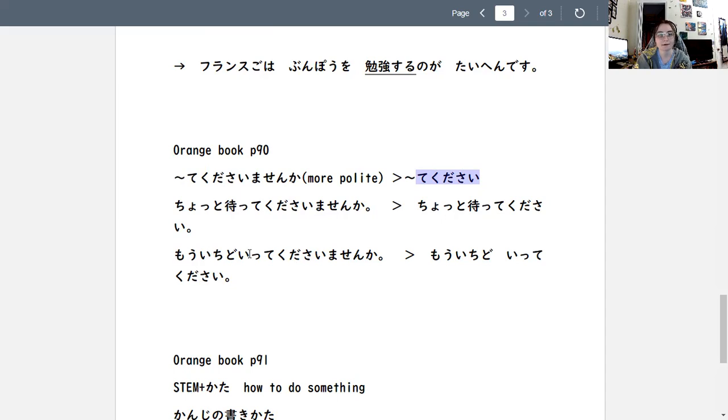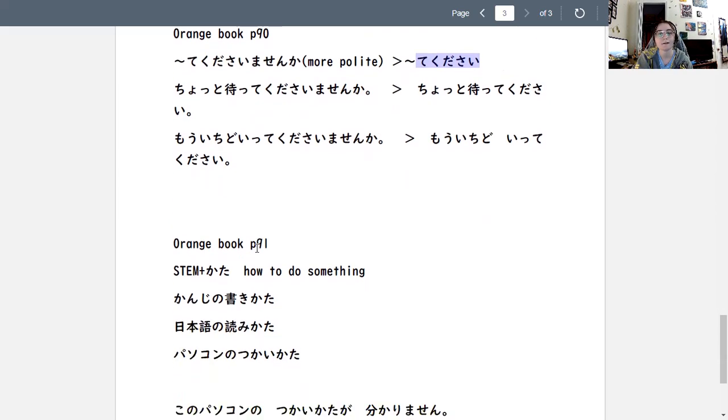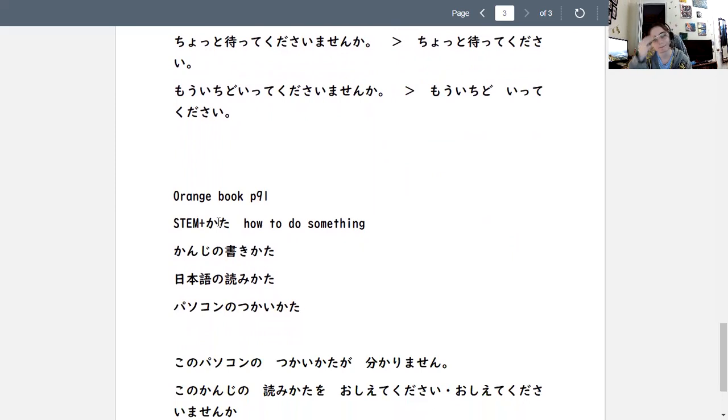And then this one says もう一度言ってくださいませんか? It's like, oh, can you please repeat yourself one more time? Versus もう一度言ってください. It's like, oh, please repeat that. So it's just, masen is like a negative form. It's like, oh, is it okay if you do this request that I have? Versus like, oh, please do this.